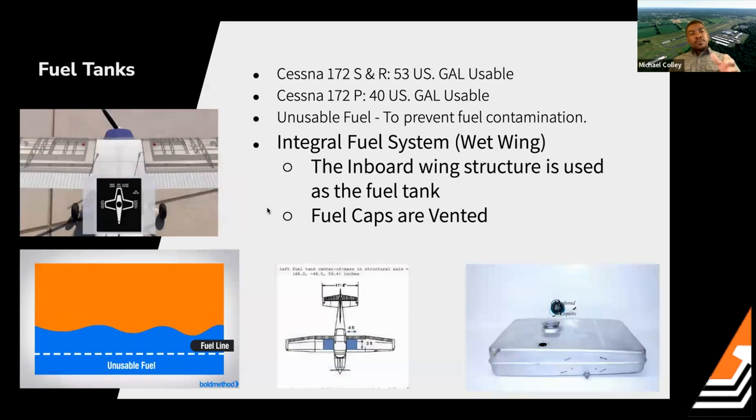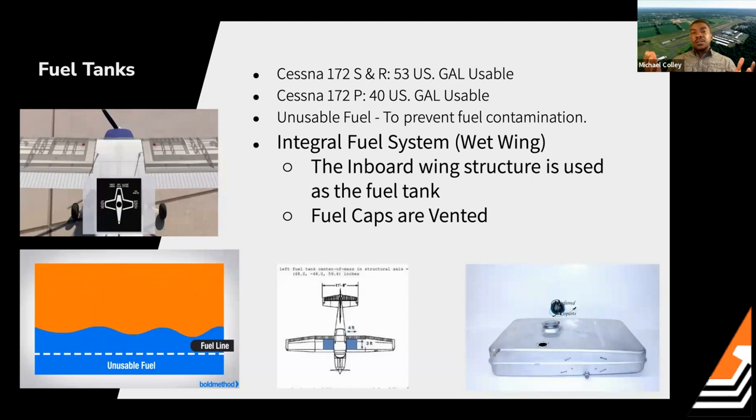Continuing through the fuel tanks themselves, right? The Cessna 172S in the R model, it holds 53 US gallons usable, whereas the Cessna 172P model holds 40 US gallons usable. Typically in the Cessna 172, you have a concept called unusable fuel. So meaning that the total fuel capacity of an aircraft is larger than what can be used in the aircraft. And typically in the 172, it will be 1.5 gallons on either side of the tanks. So in the 172S and the R model, you're going to have 56 gallons total, and then 53 gallons usable. Whereas in the Cessna 172P model, you'll have 43 gallons total and 40 gallons usable.